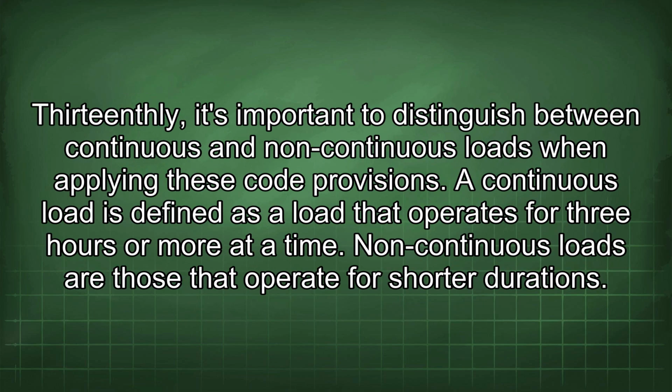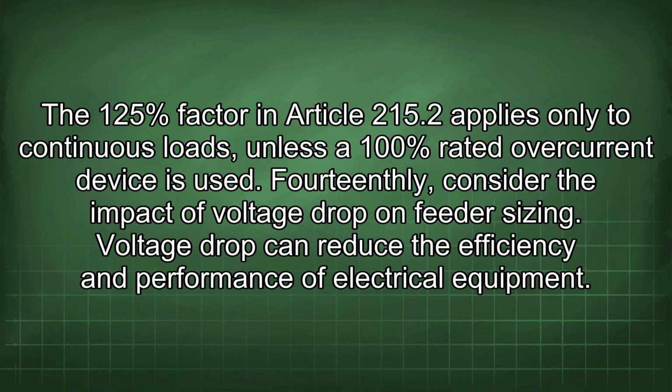13thly, it's important to distinguish between continuous and non-continuous loads when applying these code provisions. A continuous load is defined as a load that operates for 3 hours or more at a time. Non-continuous loads are those that operate for shorter durations. The 125% factor in Article 215.2 applies only to continuous loads, unless a 100% rated overcurrent device is used.